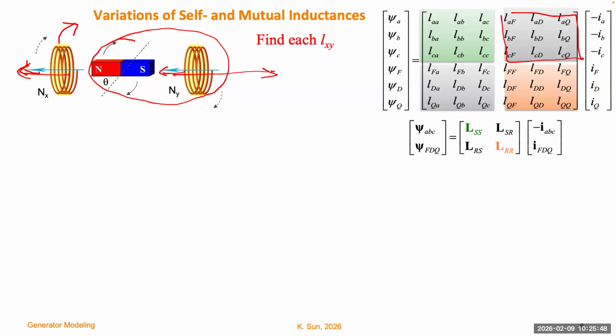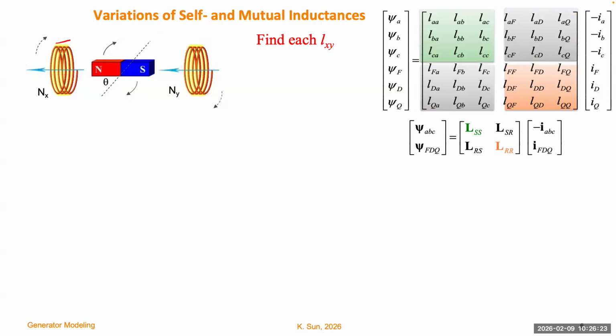So which means for any inductance in those two gray blocks, they will have a period of 360 degrees. So if we use sine or cosine function to model how those inductances should change, you're going to see either sine or cosine function, just sine theta, cosine theta. But for this green one, you will see cosine 2 theta or sine 2 theta plus a certain phase.